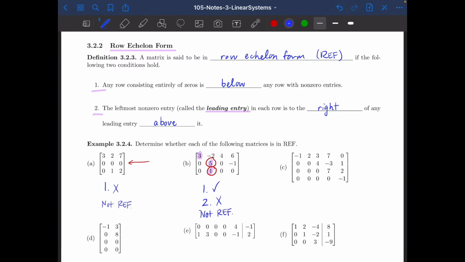Moving on to part C, we check the first condition. Do we have a row consisting entirely of zeros? We don't, and so condition 1 is satisfied. Condition 2, do we have that the leading entry in each row is to the right of any leading entry above it? Well, the leading entries are -1, 4, 7, and -1. And here we can see that each leading entry is to the right of any leading entry above it, and so condition 2 is also satisfied, which means that this matrix in part C is in row echelon form. Both conditions are satisfied.